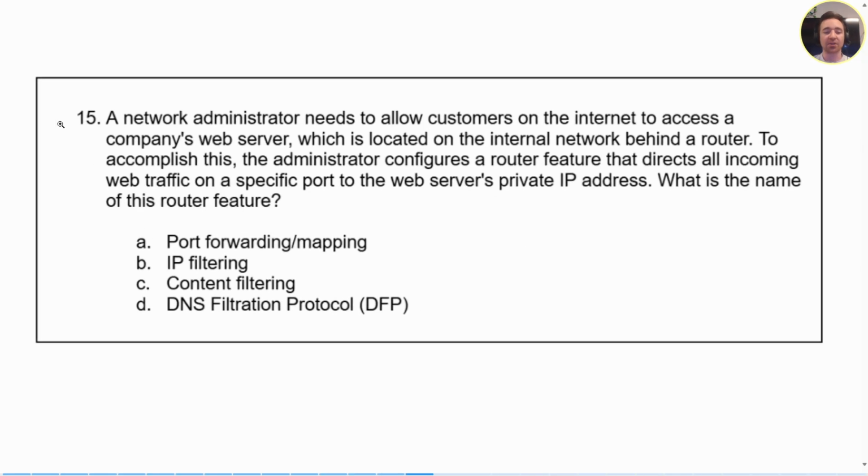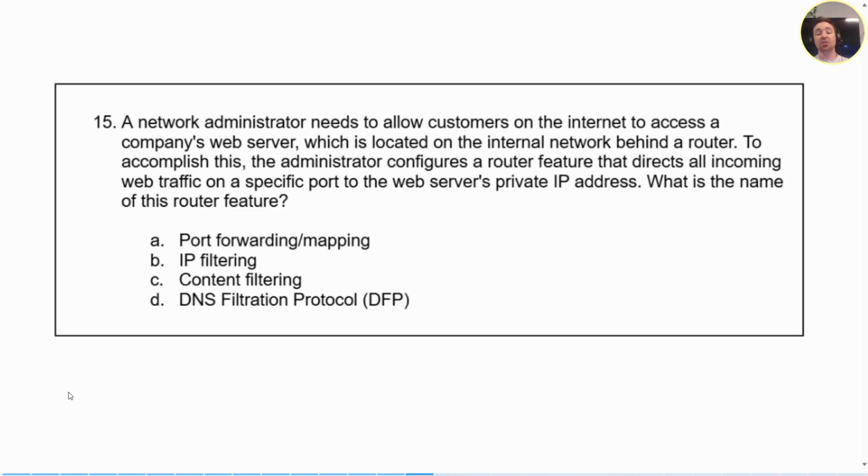All right, the next question reads, a network administrator needs to allow customers on the internet to access a company's web server, which is located on the internal network behind a router. To accomplish this, the administrator configures a router feature that directs all incoming web traffic on a specific port to the web server's private IP address. What is the name of this router feature?